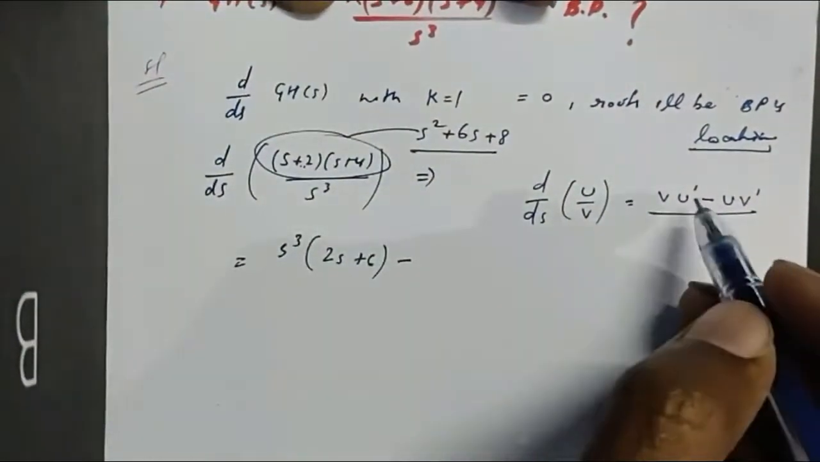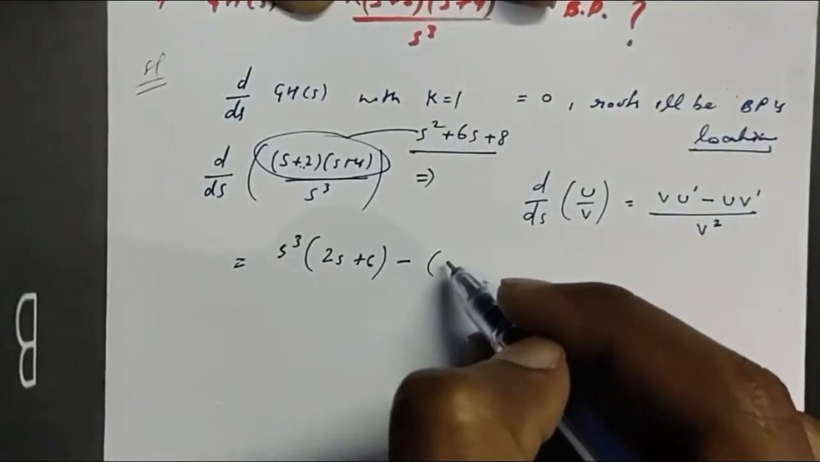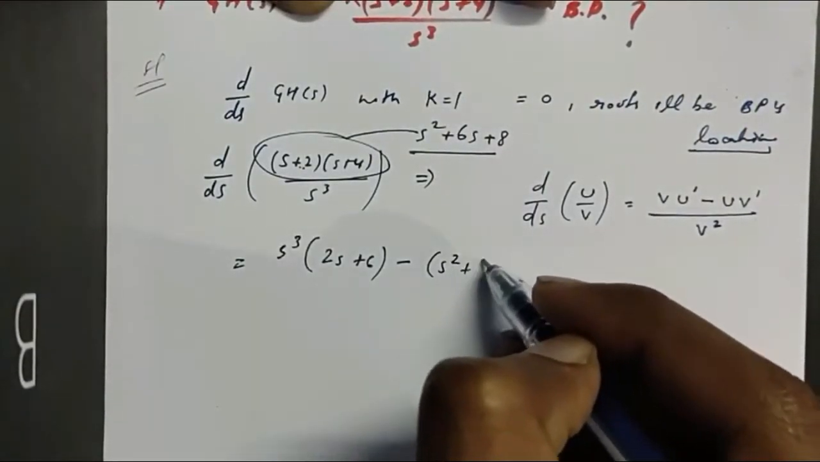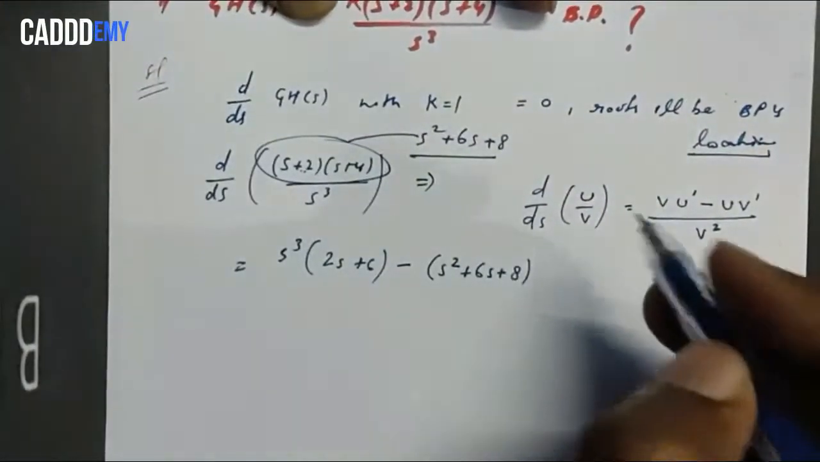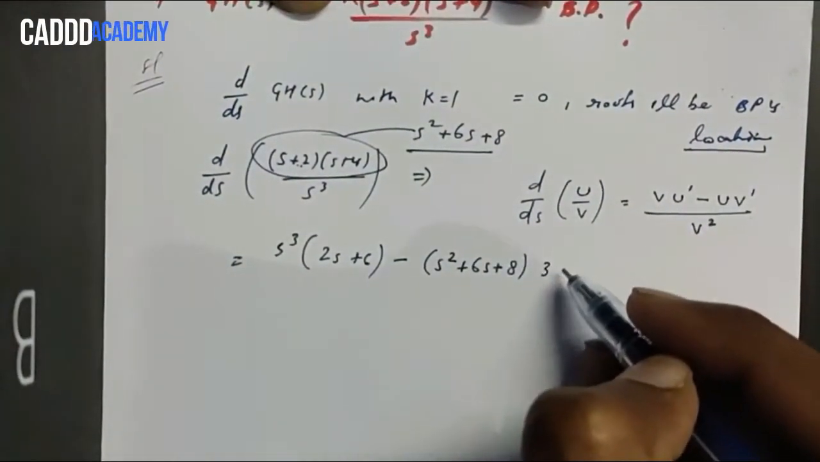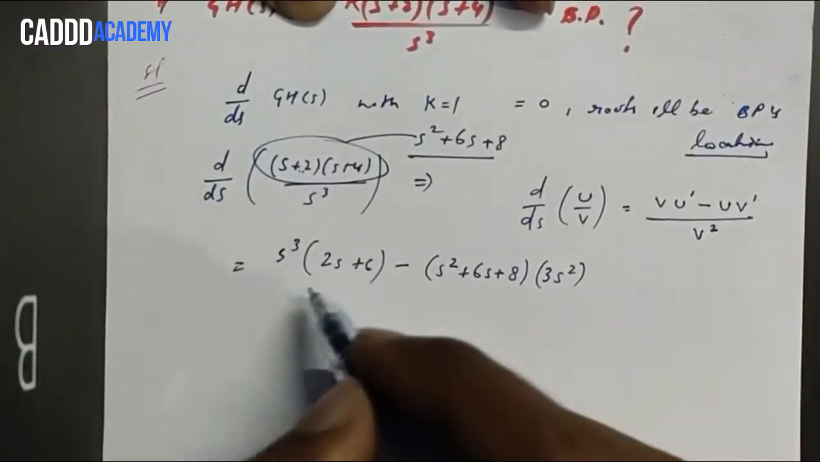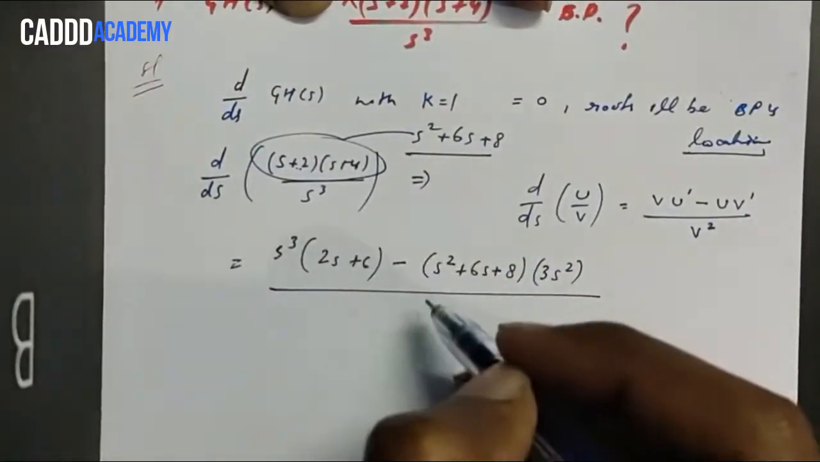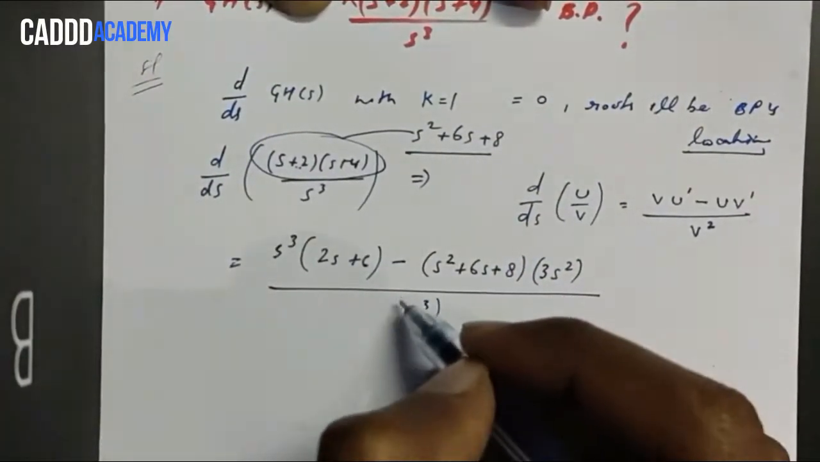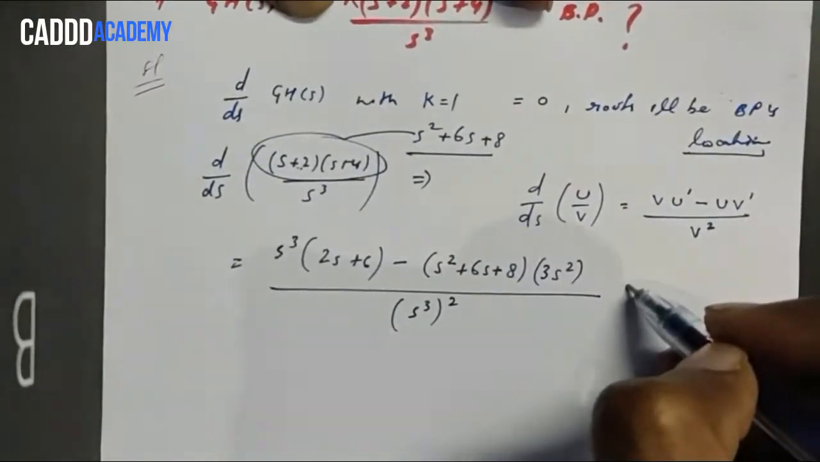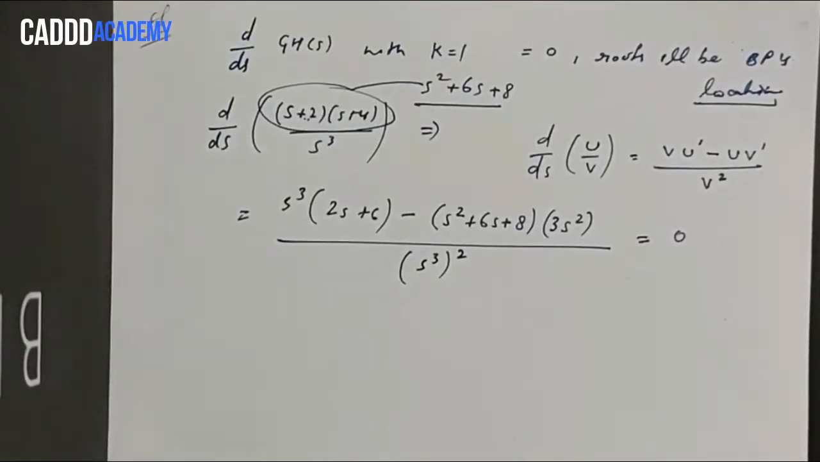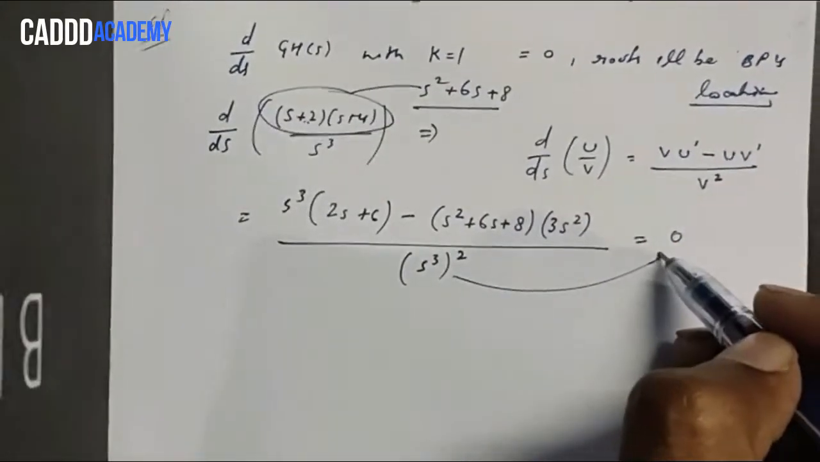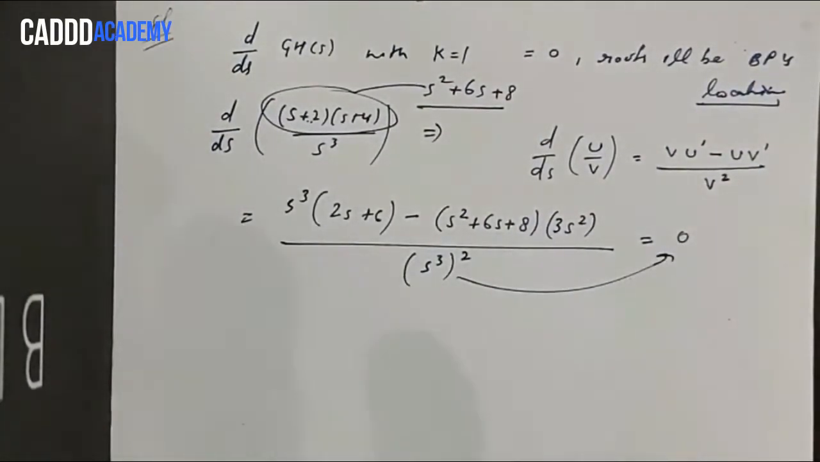So we will subtract this from the first function as it is, and the differentiation of the second function, and that is what, 3s square. We will divide the whole thing by the denominator's square, and we will equate this to 0. So if this thing goes to that side, that will be 0.